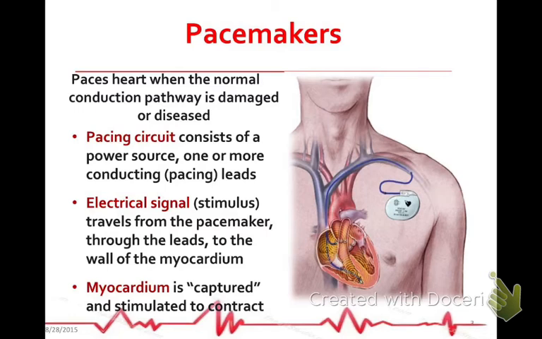Your pacing circuit consists of the power source and one or more conducting leads. You have an electrical signal or a stimulus that travels from the pacemaker to the leads, to the wall of the myocardium. So that'll stimulate it. And then your myocardium is where it's captured and stimulates it to contract.